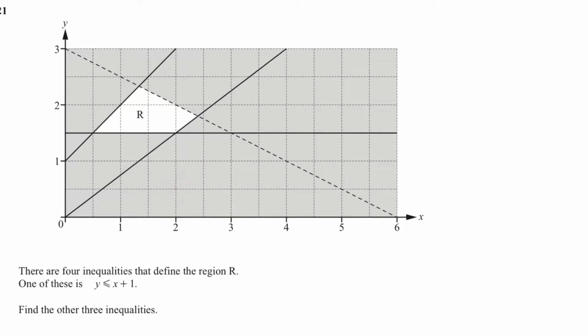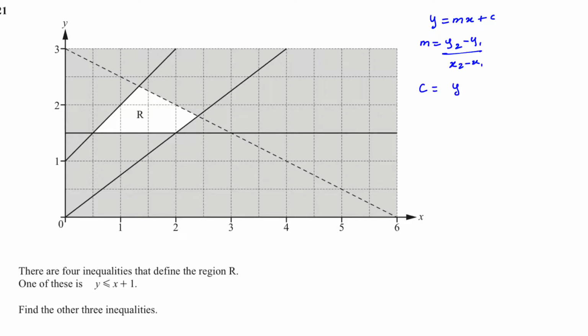This is an inequality question, and one of the inequalities is y is less than or equal to x plus 1, and we have to find the other three inequalities. Before we start, you should know that lines are always written in the format y is equal to mx plus c. M is your gradient. If you don't know your gradient, you can use y2 minus y1 over x2 minus x1 to find it. You can choose any 2 points and replace in the equation to get your gradient.